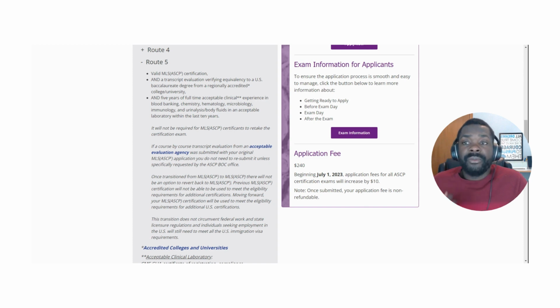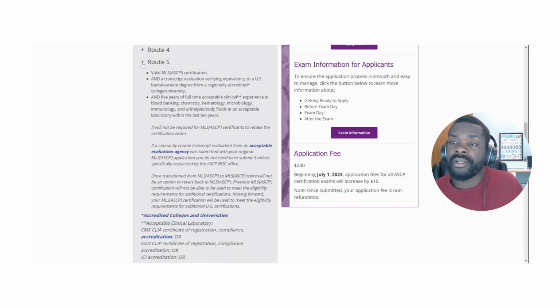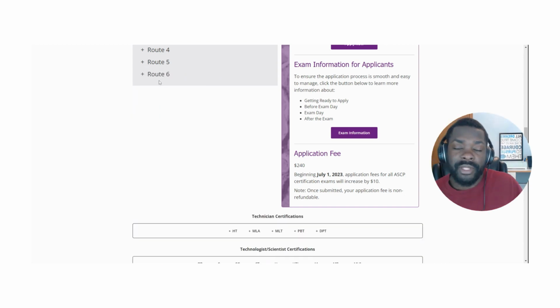And I also want to inform you that if you are an international certificant and you have your ASCPI, you're still eligible to work in the United States as long as you have your valid employment authorization. You don't need to first become MLS ASCP for you to be able to work. You can work on your international certification.